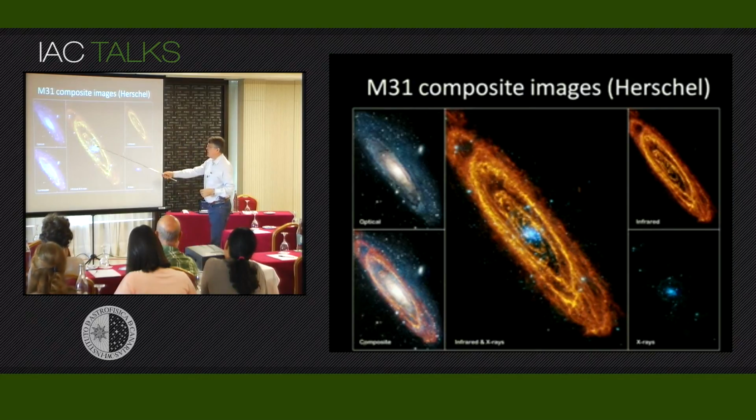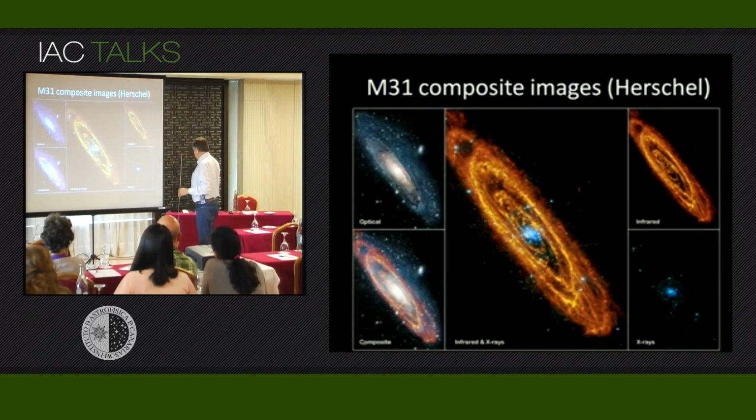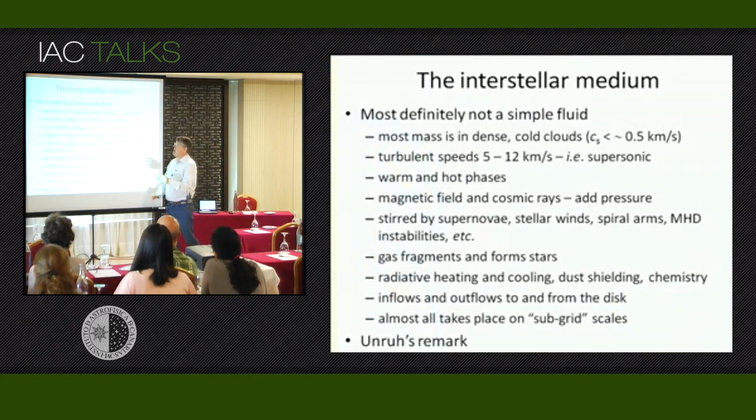Now, for the last part of today, I'm just going to talk a little bit about the interstellar medium and how you try to manage that. These images from the Herschel website of M31 show you different wavebands: optical, infrared, X-rays, and this is a composite image of all of those. The interstellar medium is being picked out in the infrared by Herschel, which is clearly looking at the warm gas.